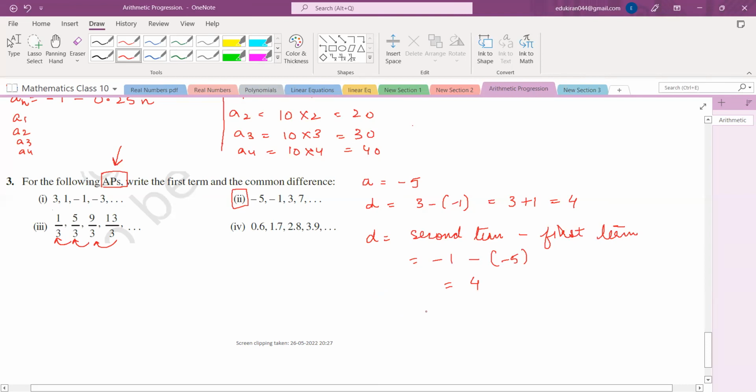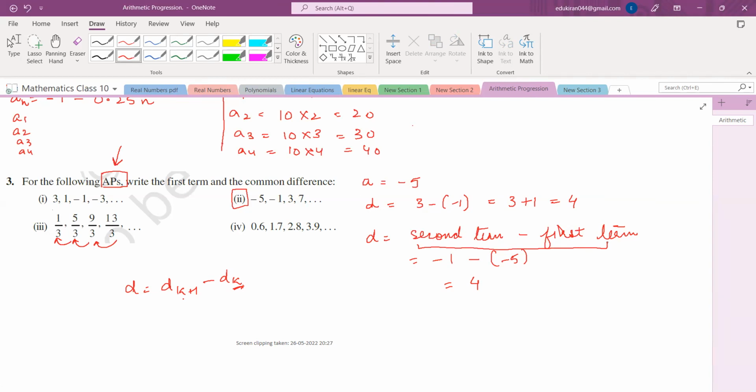Yes, Hamna? Yes, ma'am. Because the formula is this, right? D is equal to a(k+1) minus a(k). So you can take any k. If you are taking k as 2, then third term minus second term. If you are taking k as 1, then second term minus first term, whatever you wish you can take. So I am taking second term minus first term. You can take third and fourth and fifth, whatever.